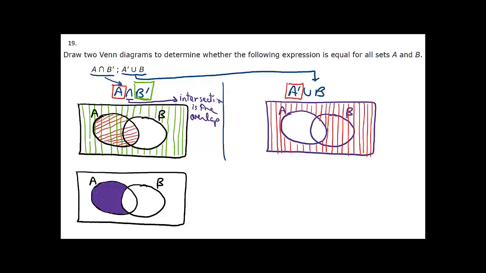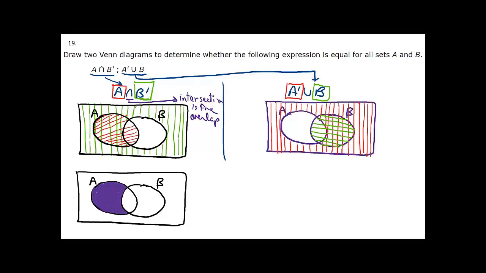I use vertical lines, shade everything that's not in A. Then I do B, and I use horizontal lines, or maybe they're slightly diagonal, semi-horizontal lines, I guess. And you're doing union. If you're doing intersection, you'd need the overlap, but the union is anything that's in either one. So anything that got shaded with either vertical lines or horizontal lines or both goes in the union.